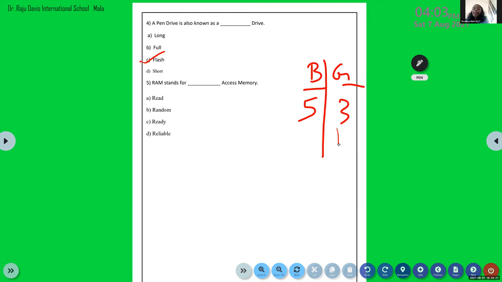Random access memory. Which is the option? Option B. Excellent. So what is the score? 5-5. Draw match.